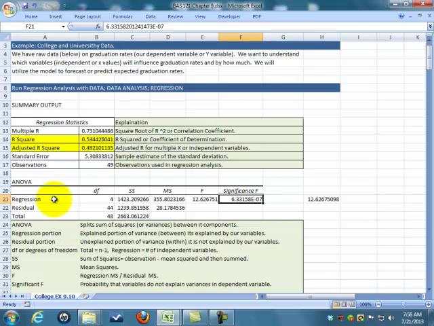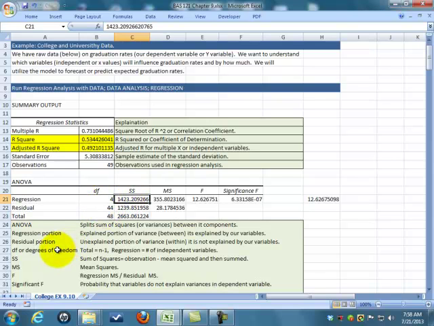Okay, so just to review, the ANOVA, or the analysis of variance, splits the sum of squares between its components. Its components are how much of it is explained, i.e. the regression portion, sometimes called between or within. The residual value is the unexplained portion. The degrees of freedom, the total, is just our observations, or our n minus 1. The regression portion is just the number of independent variables. And the residual is just the difference between our total and our regression.